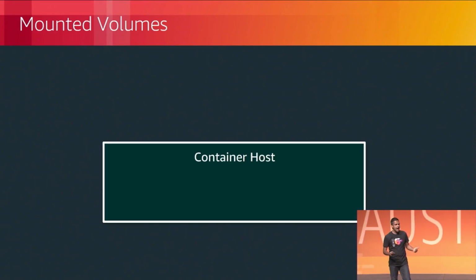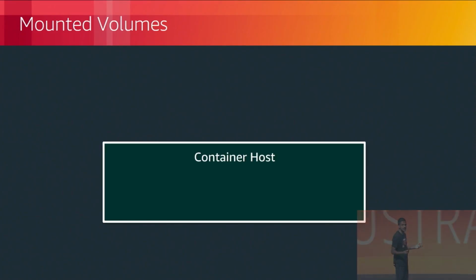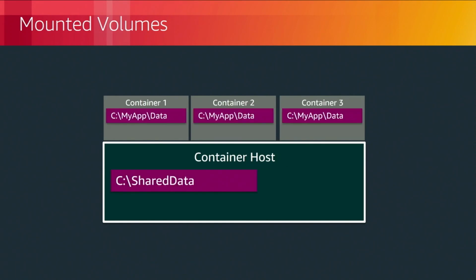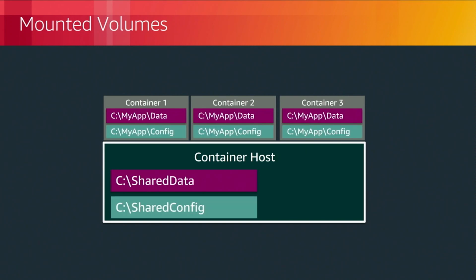The next challenge is keeping data, configurations and secrets. So let's say we have a container host. So how am I going to share the data across multiple containers? So I have running containers on the container host. You share a folder in the container host that you can share across multiple containers. Same for the web config, app config, your XML file, your JSON file, your YAML file.